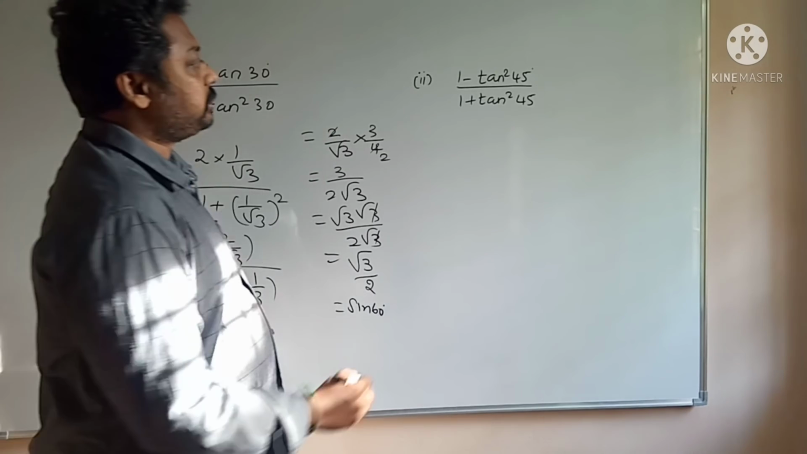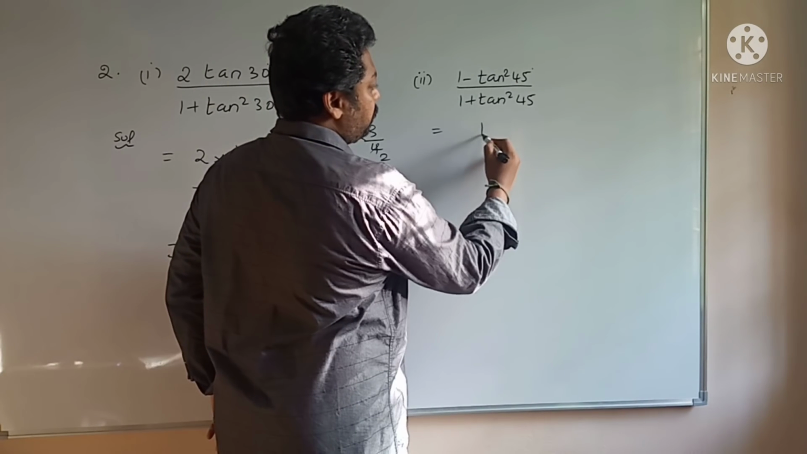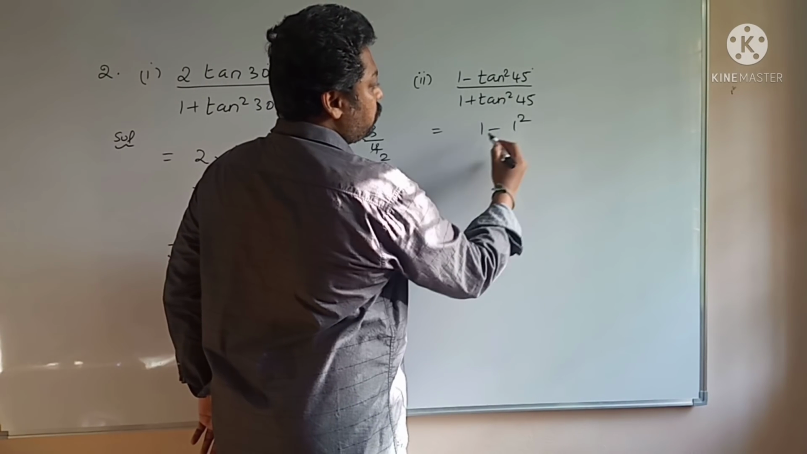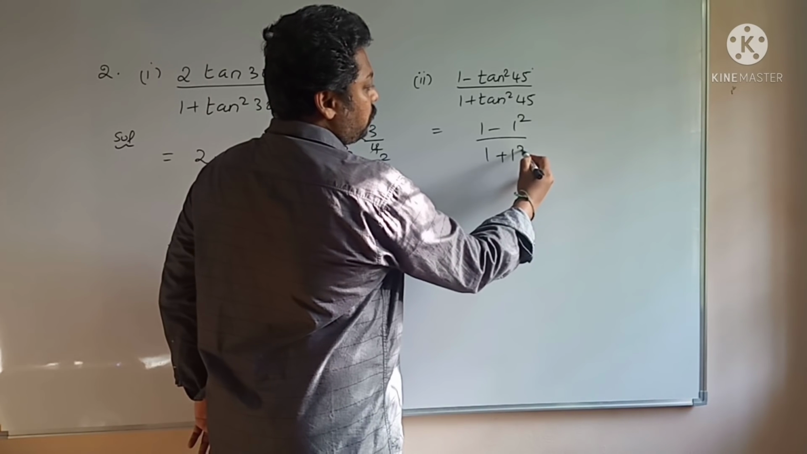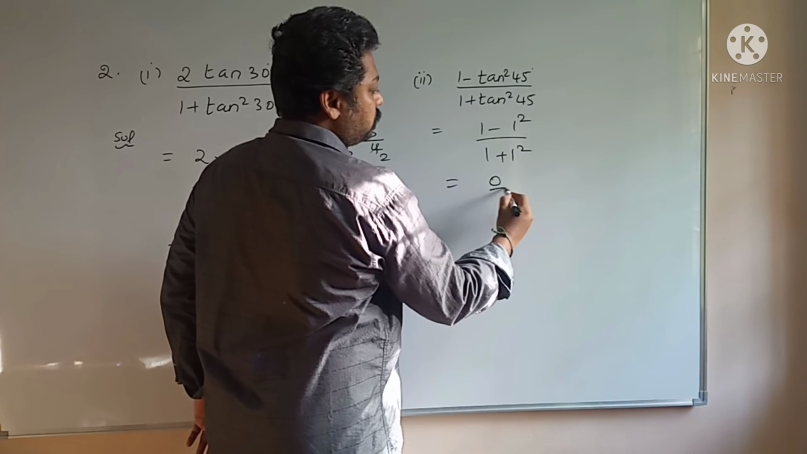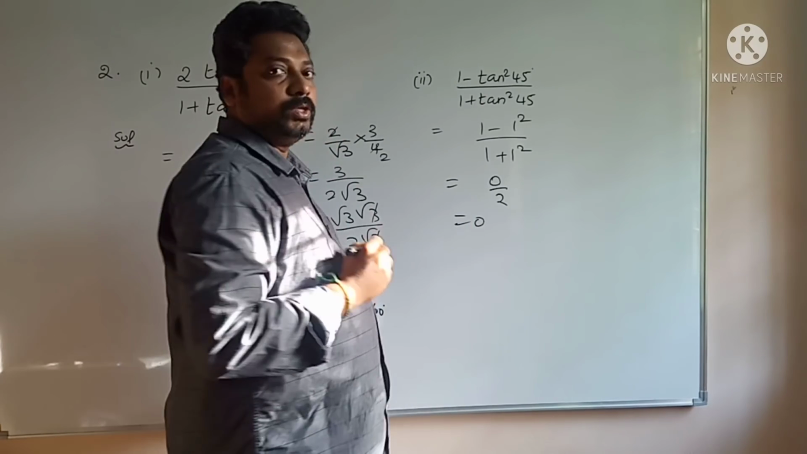Fine. Coming to the second Roman: 1 minus tan square 45 divided by 1 plus tan square 45. What is tan 45? It is 1. So 1 minus 1 square by 1 plus 1 square. 1 minus 1 is 0, and 0 by 2 is 0.